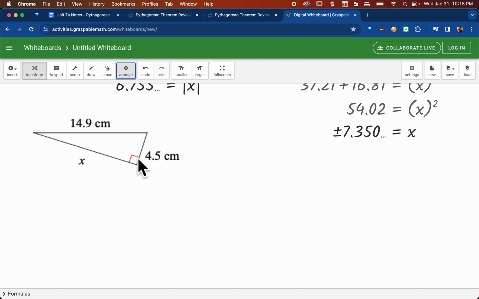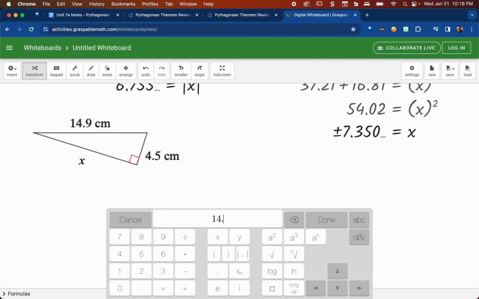I notice that the long side is 14.9. I know it's the long side because it's across from the right angle. And the 14.9 is going to be squared all by itself. And I'm going to add the other two things after I square them. In other words, I'll have x squared added to 4.5 squared. So these two are added because they're the legs, and the hypotenuse is by itself.